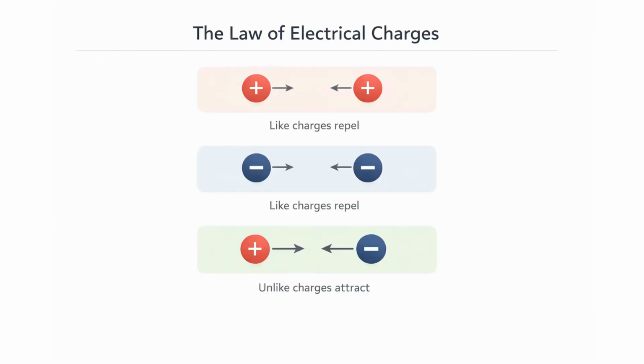The behavior of these charged particles is governed by a fundamental rule, the law of electrical charges. It's simple. Like charges repel each other, and unlike charges attract. So 2 positive protons will push away from each other, as well as 2 negative electrons. But a positive proton and a negative electron will be drawn together.